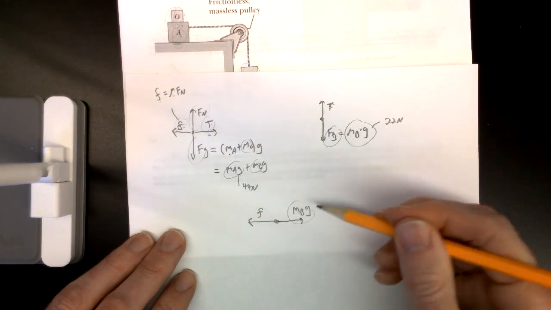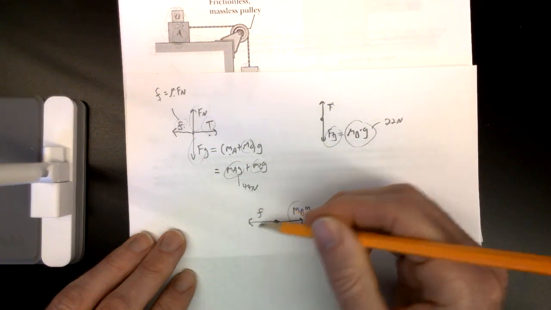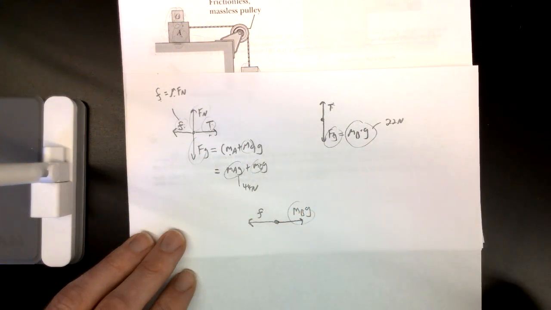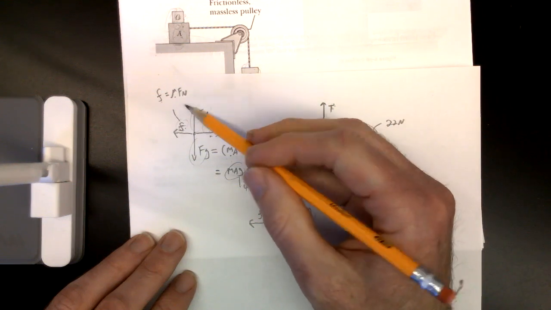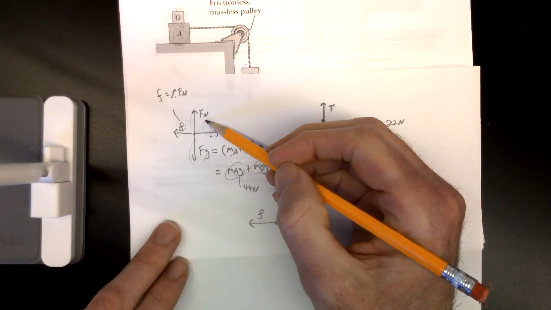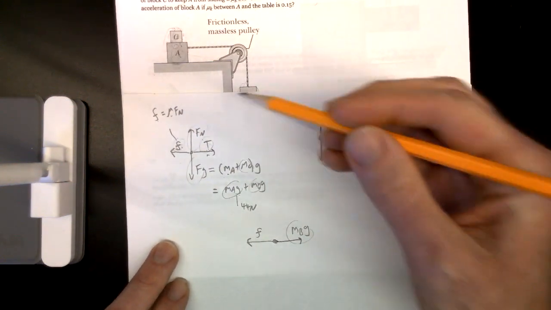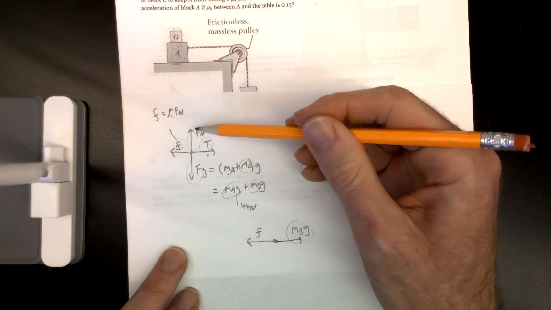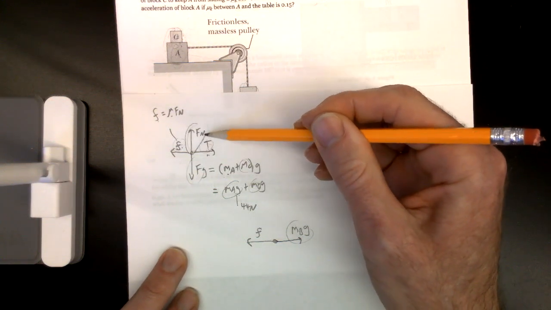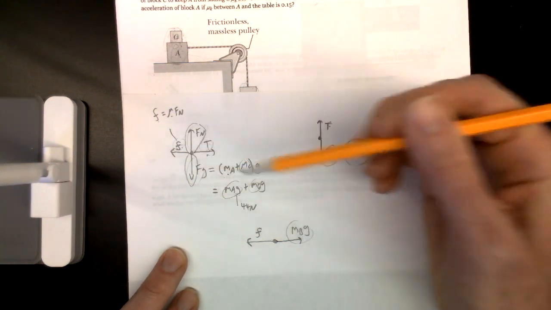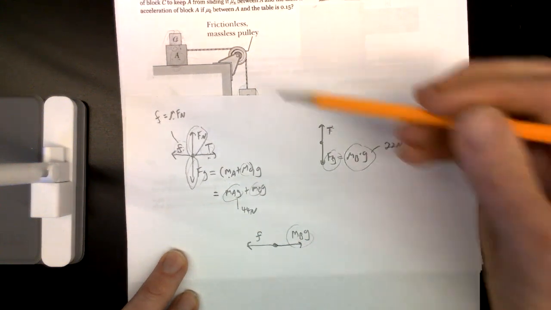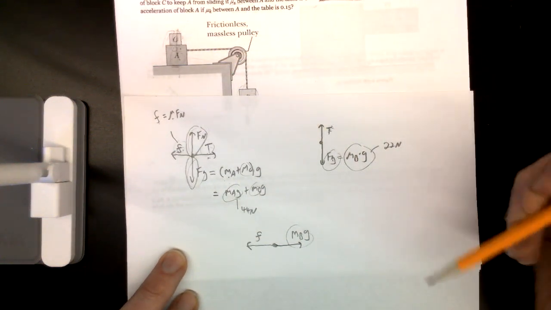We've got mb times g pulling this way, and we've got friction pulling that way. And that kind of eliminates the tension between them. We do have to deal with this normal force up here, though, so let's just back up and look at what's going on here. We can look at this force and this force, and those two are going to have to equal each other because there's going to be no acceleration in this up and down direction.